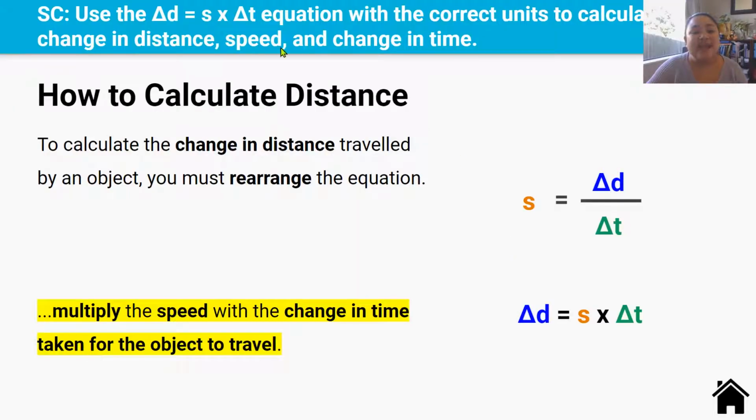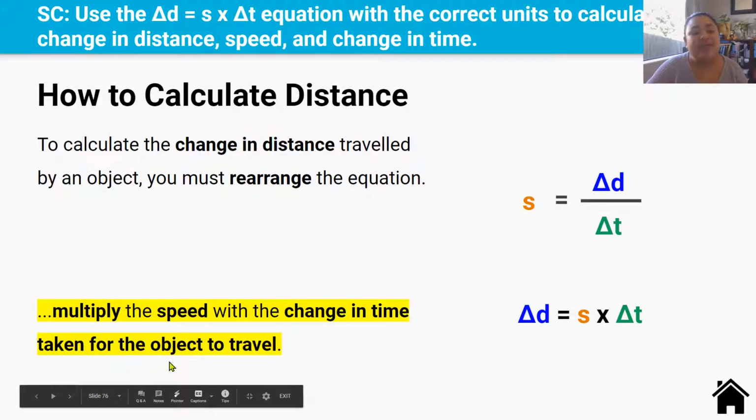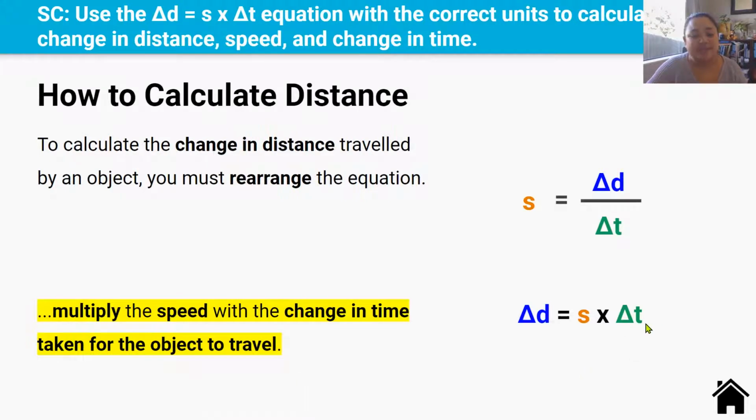Now let's look at how to calculate distance using this equation. To calculate the change in distance, that's what the triangles represent. The triangles represent a change in something. Change in distance here and change in time here. To calculate this change in distance, you need to rearrange this original equation. After we rearrange it, we know that to calculate the change in distance, we need to multiply the speed, the s, with the change in time taken for the object to travel, change in t.